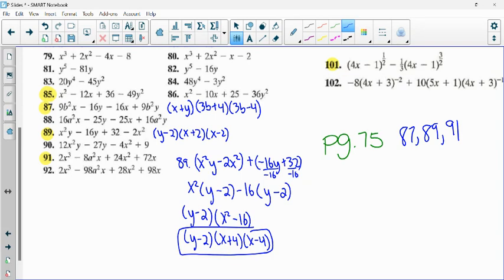Do you guys need a little bit more time to work on 91 still? All right, I'll give you a couple more minutes to work on page for number 91.